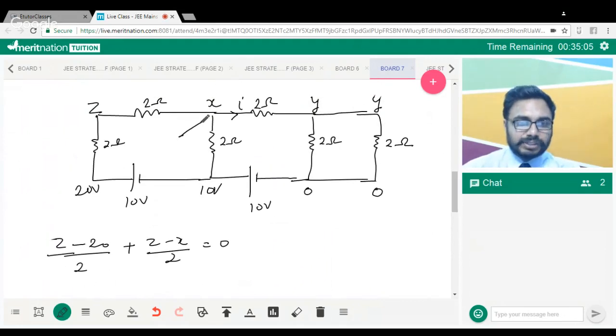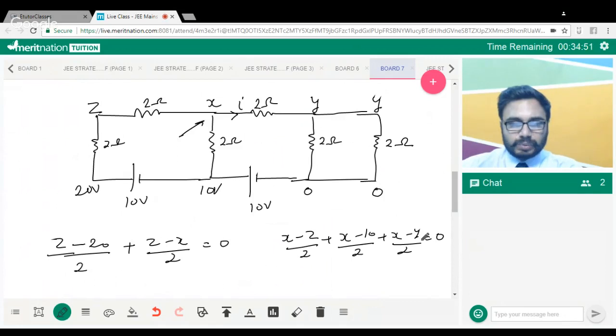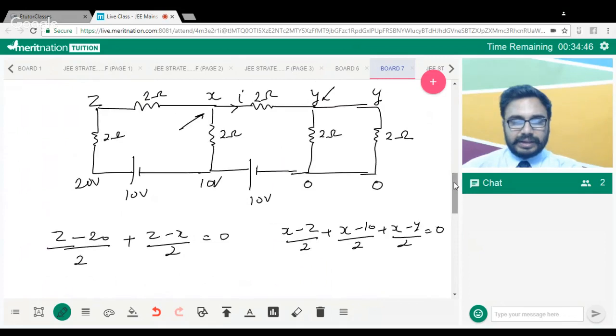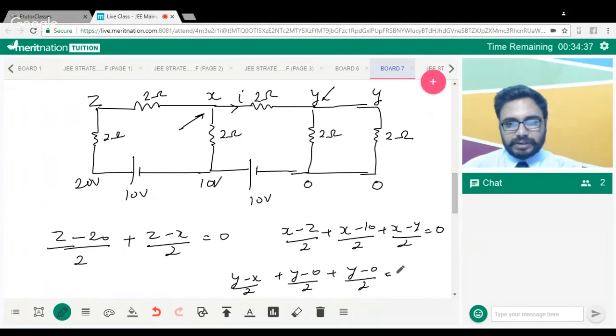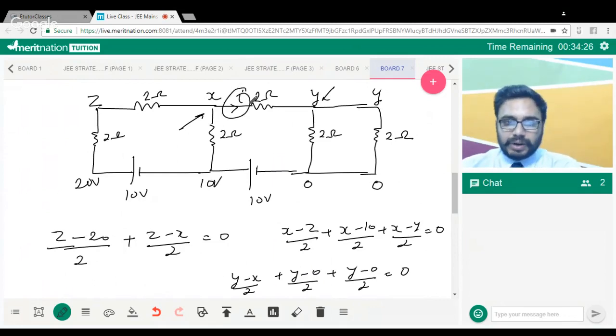And if I apply the junction law here, then X minus Z by 2 plus X minus 10 by 2 plus X minus Y by 2 is equal to 0. Net current at X is equal to 0. So we are having a relation between X, Y, and the third equation will be from here: Y minus X by 2 plus Y minus 0 by 2 plus Y minus 0 by 2 is equal to 0. So X, Y, and Z are three variables, we are having three equations, so we can solve for X, Y, and Z. Depending on it, I can find out the value of I, because I know X and Y.